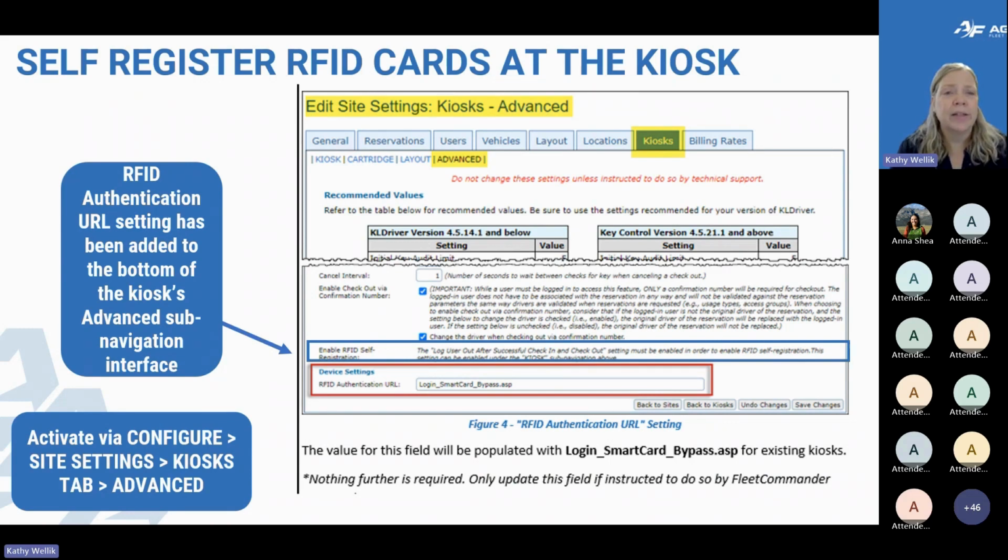So with that, clients can either go ahead and send in their information ahead of time to set up their badge, because the badge normally has a little 6-digit number maybe per se on it, and you put that under the vehicle profile. Otherwise, you can also set it up that they can self-register their cards at the kiosk when they come for the first time. So with that, you do need to go to Configure, Site Settings, Kiosk tab, and Advanced. So again, here's your directions in the lower left corner, and this is where you're going to be going, right? So the URL setting for the RFID is added to the bottom of the kiosk Advanced Sub-Navigation.